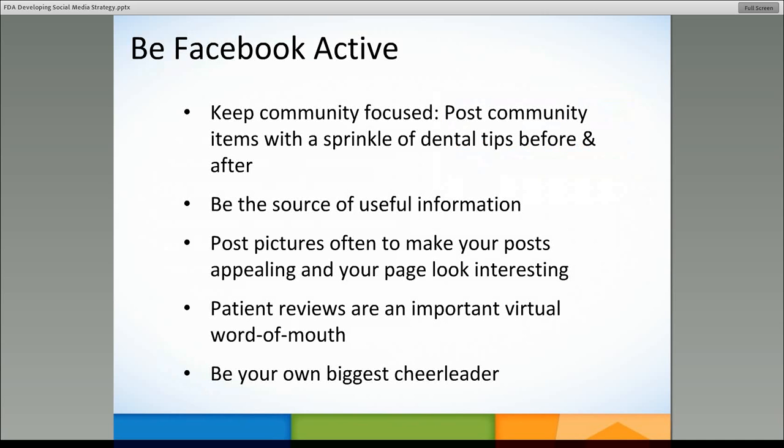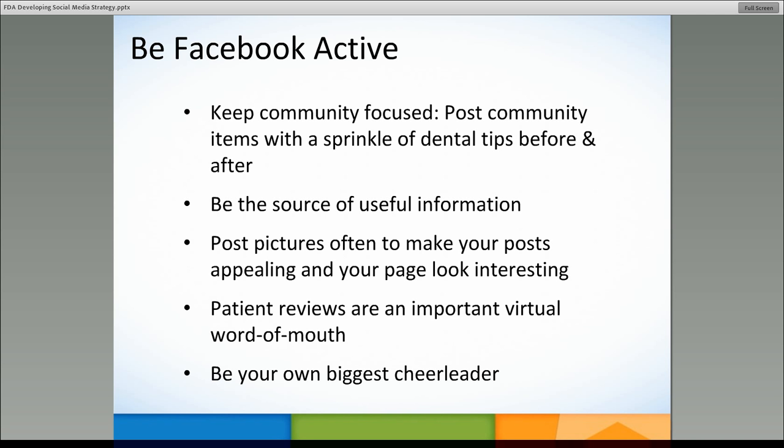Be active on Facebook. Like I said, don't create this amazing page and do not do anything with it. But when it comes to your posts, keep community focused. Post community items and sprinkle a little bit of dental tips in there here and there. Don't make it all about dental procedures and dental health and things like that. That's going to bore your patients and it's going to make them not want to go there. You want to show them your true self. Be the source of useful information.